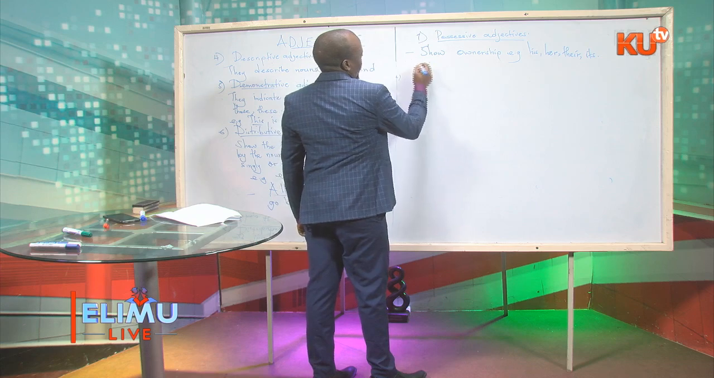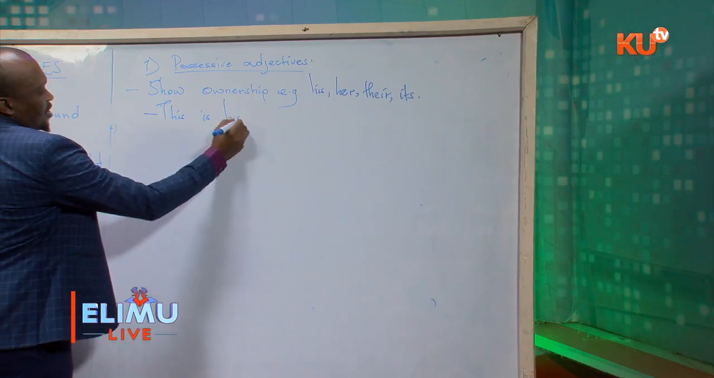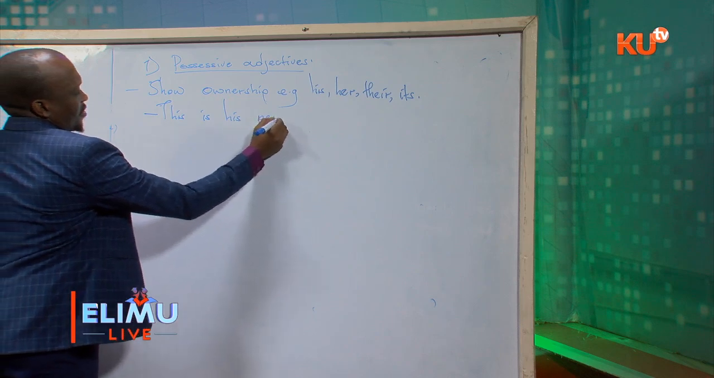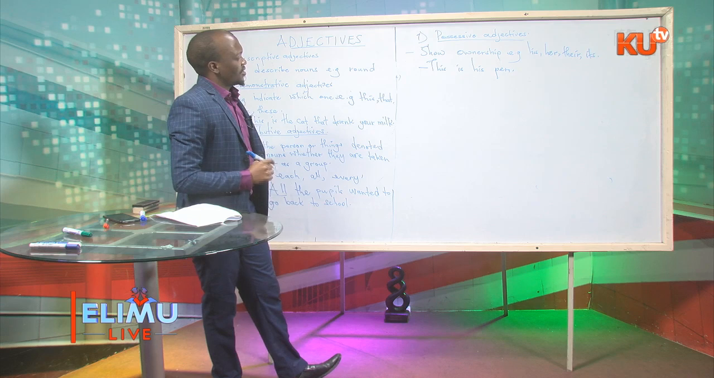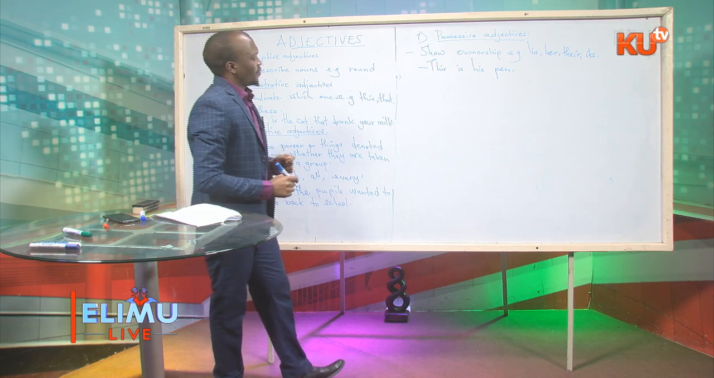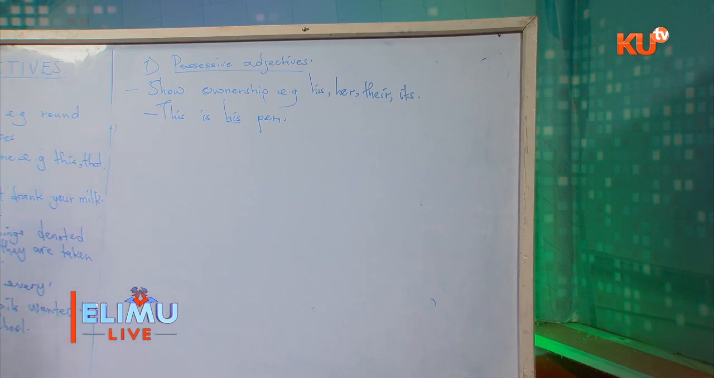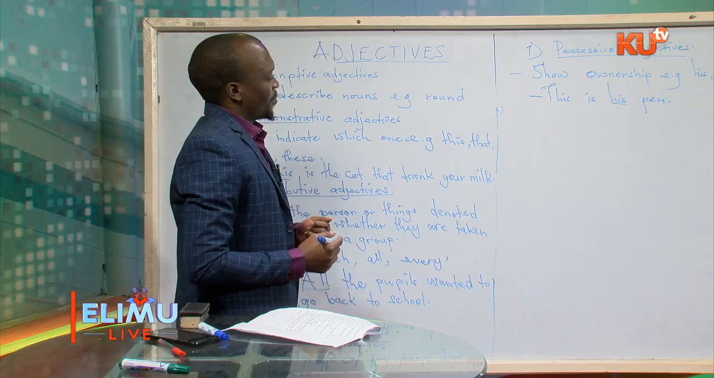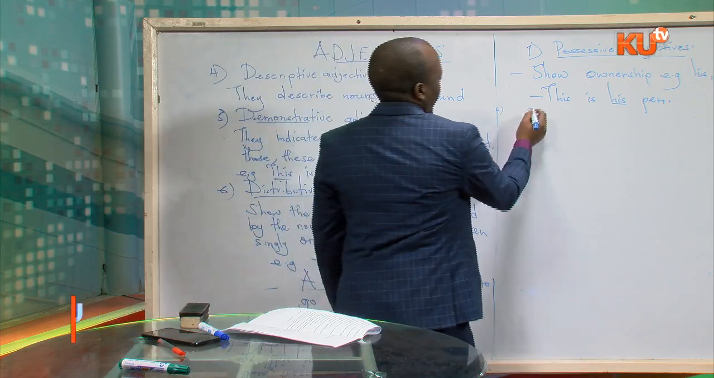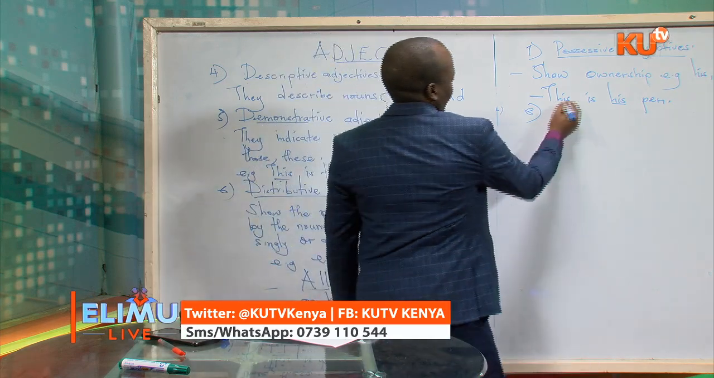I'll give an example. This is his pen. You'll be answering the question, whose pen is this? This is his pen. So here, we shall talk of possessive adjective. It is showing ownership.